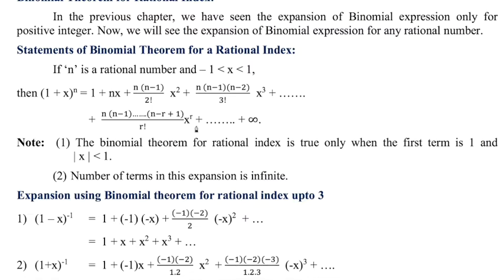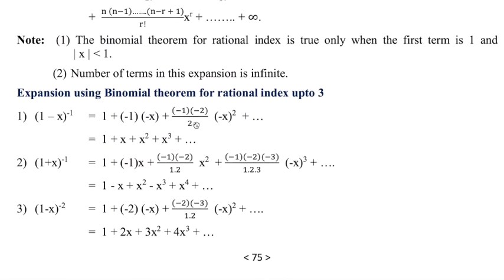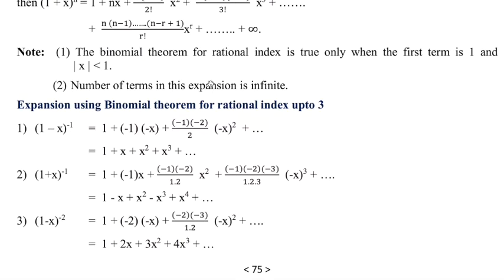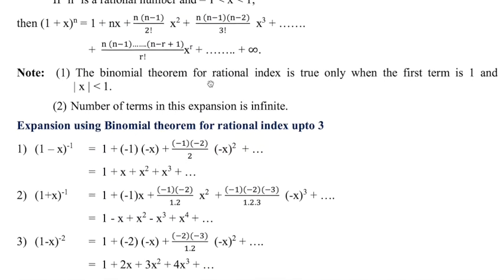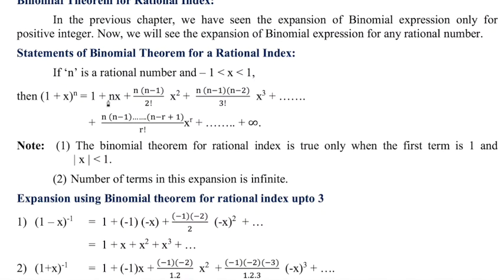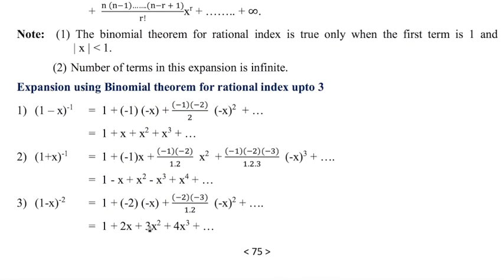The binomial theorem for rational index is true only when the first term is 1 and mod x is less than 1. The number of terms in this expansion is not finite. So, expansion using the binomial theorem for rational index, up to 3. 1 minus x whole power n: in place of n you have to put minus 1, n is minus 1, right? And in place of x you have to put minus x. It comes out to be 1 plus x plus x square plus x cube, and so on.